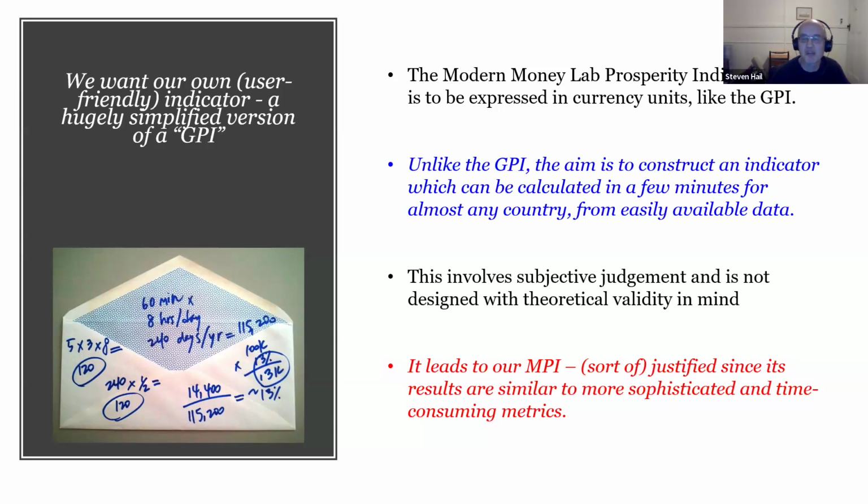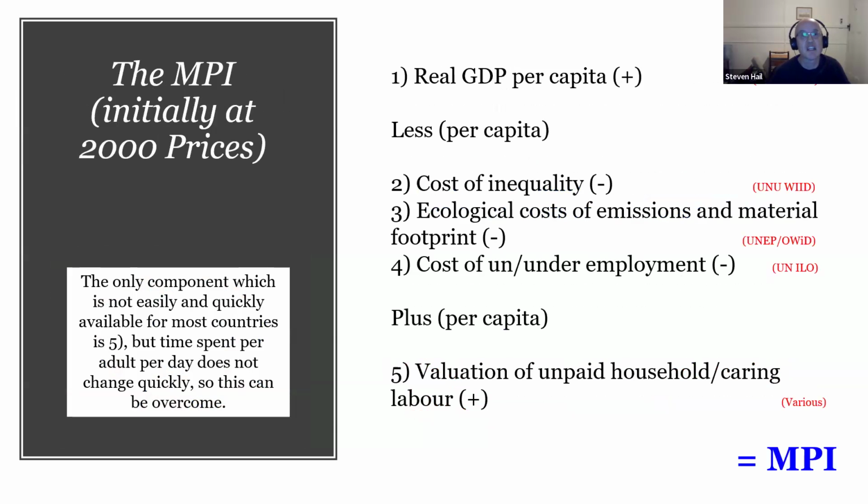The statistic I'm going to talk about in a moment, you might see as childishly simple, but I think it's going to be a useful first step to fling at our students and say, what do you want to do with this? How might you use it? How might you improve it? So it leads to our MPI, let's call it, which I've sort of justified because I put it together to give me results which are similar to the rather more sophisticated study that I was talking about last year in Poland. So this is what I put together: the Modern Money Lab Prosperity Index.